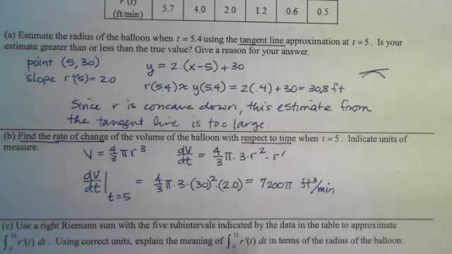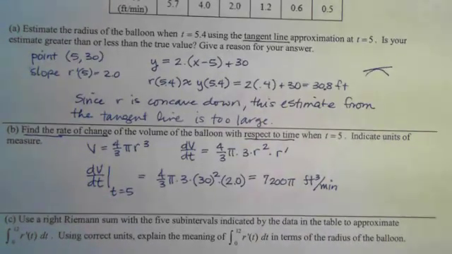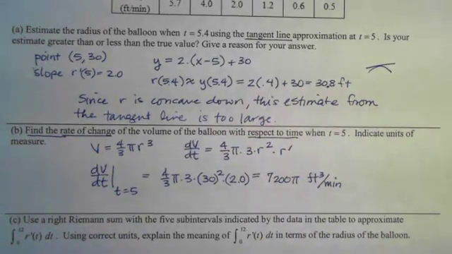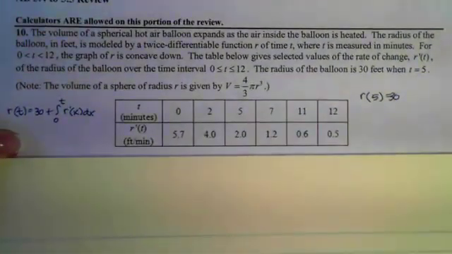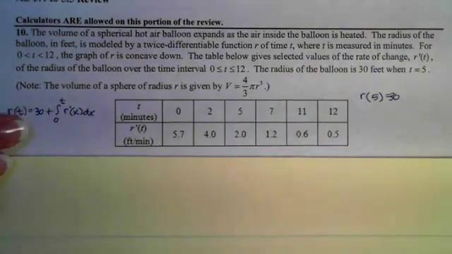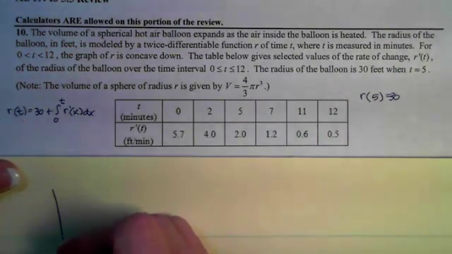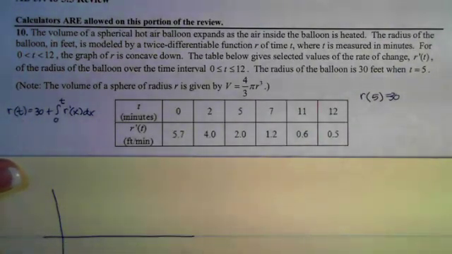Next part, C. C says use a right Riemann sum with 5 subintervals indicated to approximate the accumulation of r prime. Then we want to talk about what that means. I'm going to start by doing a sketch of r prime. We'll come back up here so we can see it. My sketch is going to be a little rough, but it'll give you the general idea.